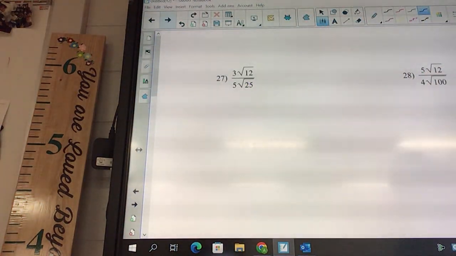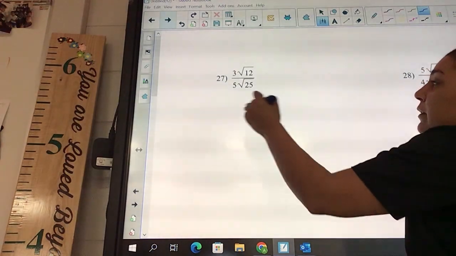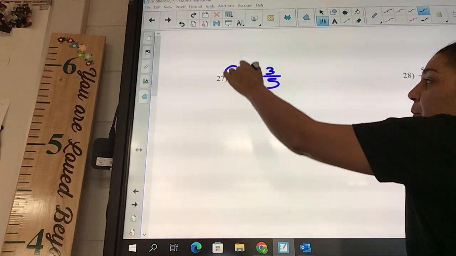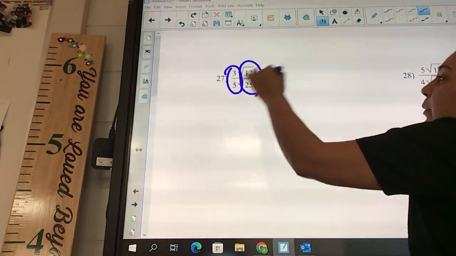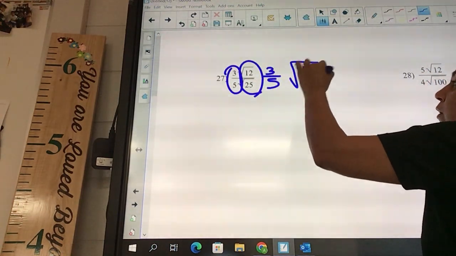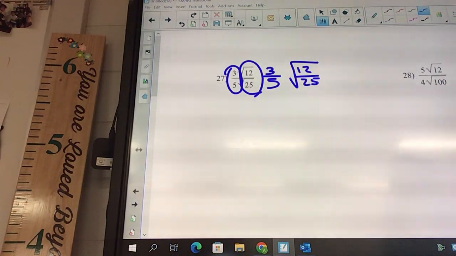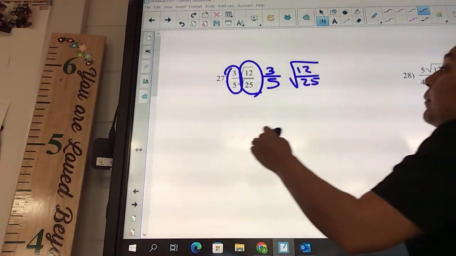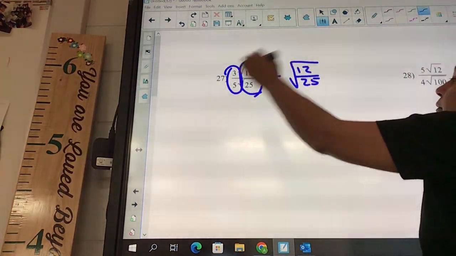Okay, for 27, you use the same method. You can separate these two and say 3/5 is the first part, and then the second part is the square root of 12 over 25. Does 12 over 25 simplify? It doesn't, which means you're going to have to do them separately. So what does the square root of 12 simplify to?